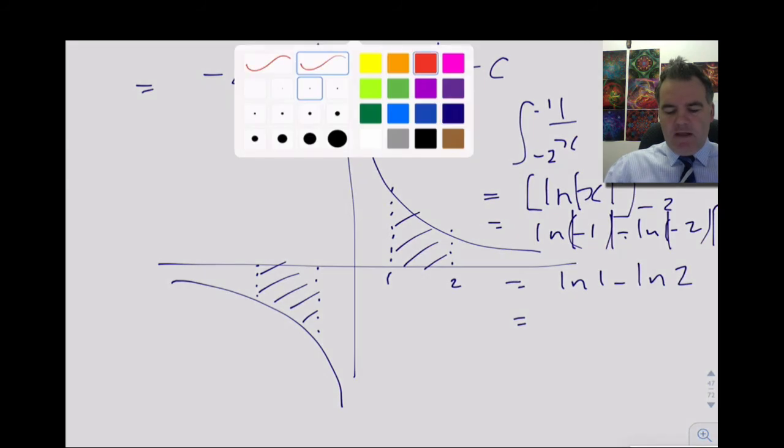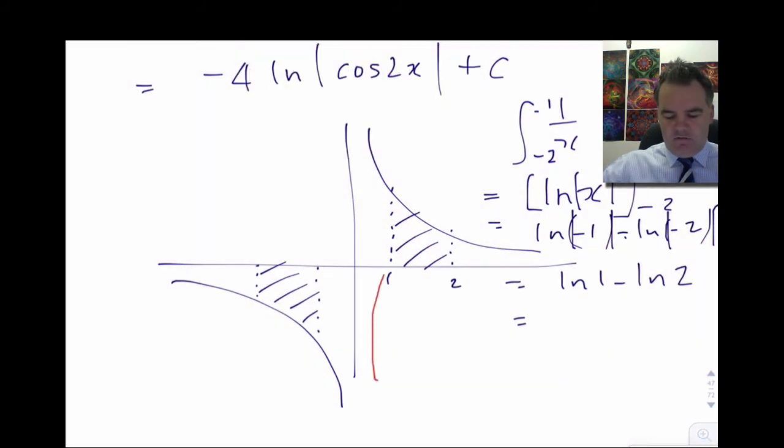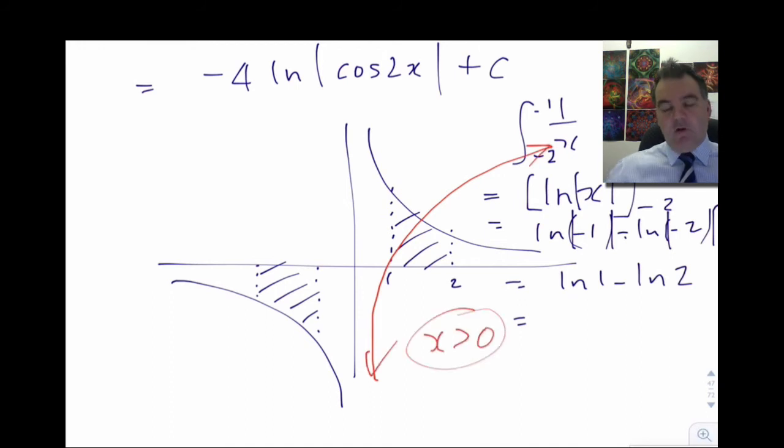Remember, if we're looking at the ln function, it's going like this, the natural log function. So it's only defined for x values greater than 0. So when we're dealing with integrals with ln in them, we need to only be talking about positive values, hence the absolute value signs when we do these integrals.